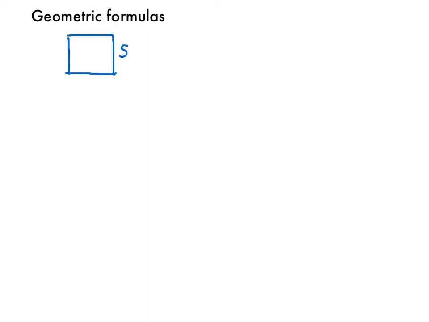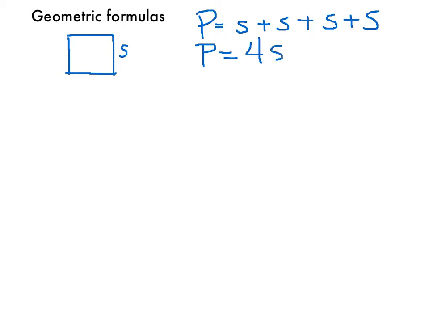Now we're going to use the letter P to stand for perimeter. And let's write a rule that can be used to find the perimeter of a square if we know the length of its side. So we can say P equals S plus S plus S plus S. Or better yet, we can say P equals 4 times S, or 4S.